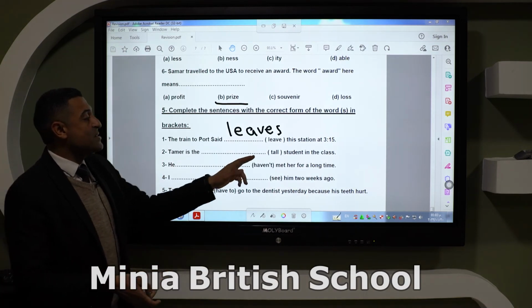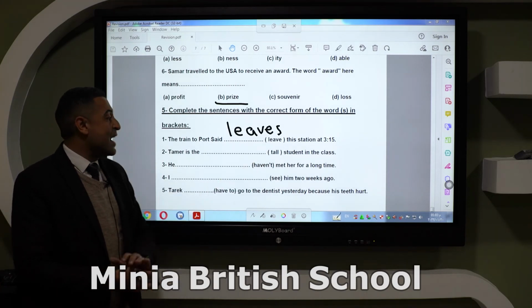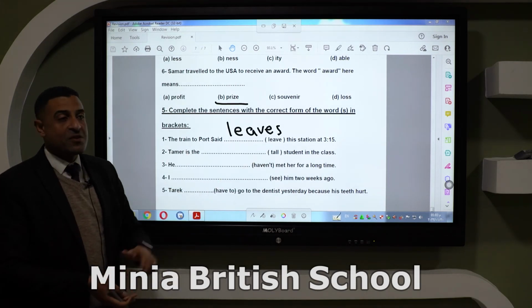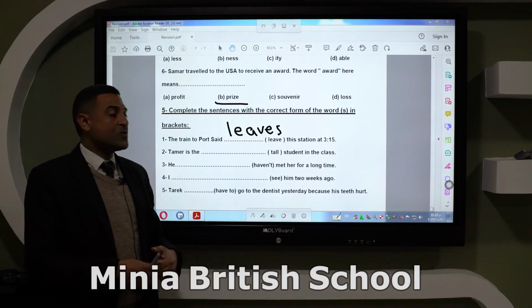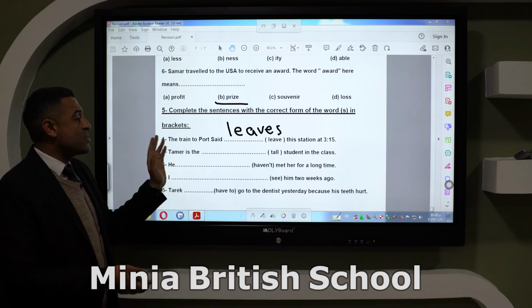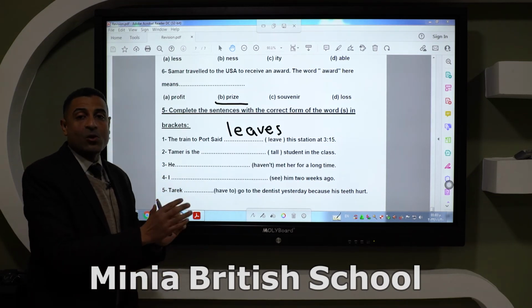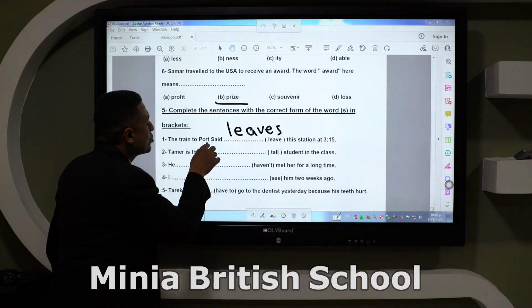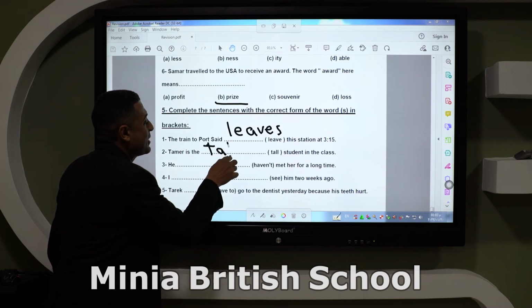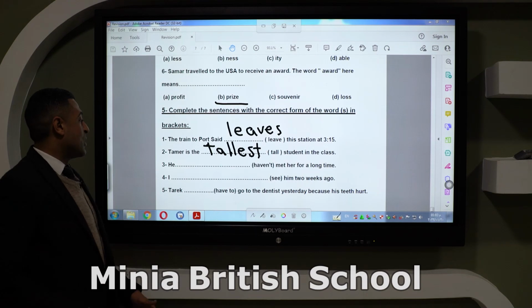Tamer is the space student in the class. And here we have the word tall, or the adjective tall. Of course we have the before the adjective, and here we have a kind of superlative form, because I am comparing Tamer according to all the students in the class, so he is the tallest. And this is the superlative form. I will just add est to the given word.